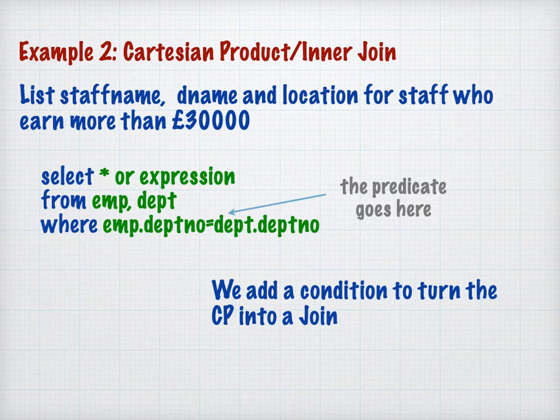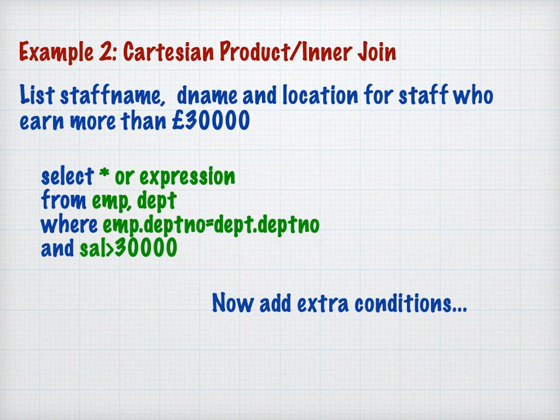Now, it says for staff who earn more than 30,000, and we have to add those extra conditions in here. And the way that we can do that is to use an AND. So combine the two tables together where the department numbers match.